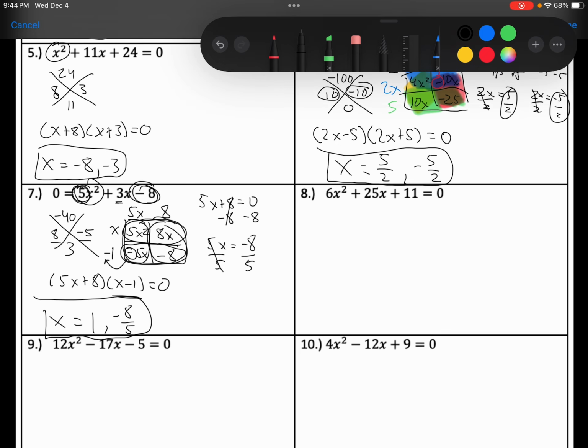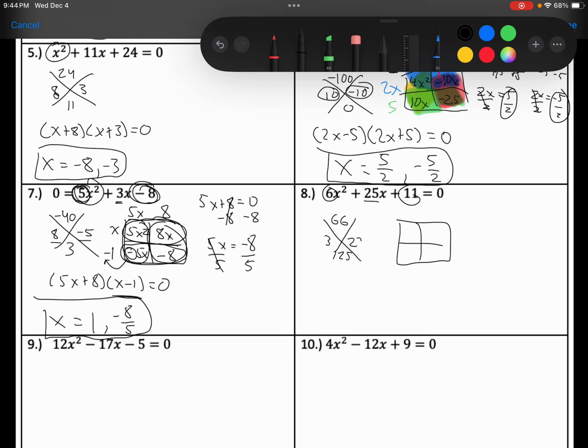Okay, we've got just 3 more. On number 8, once again, there is nothing in common for these 3 terms to take out. So we need to do the x and the box since there's a number in front of the x squared. 6 times 11 is 66. And 25 goes on the bottom.